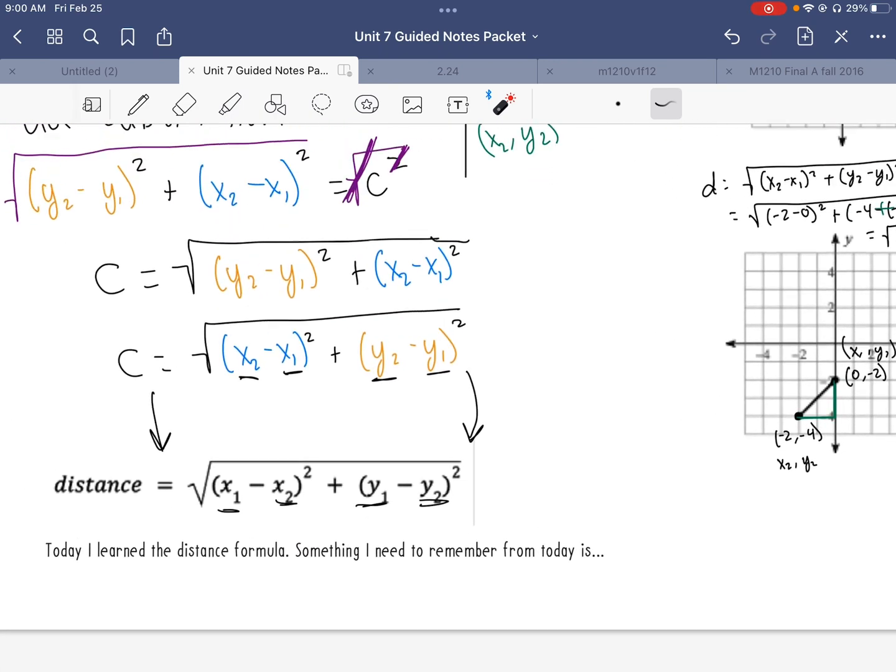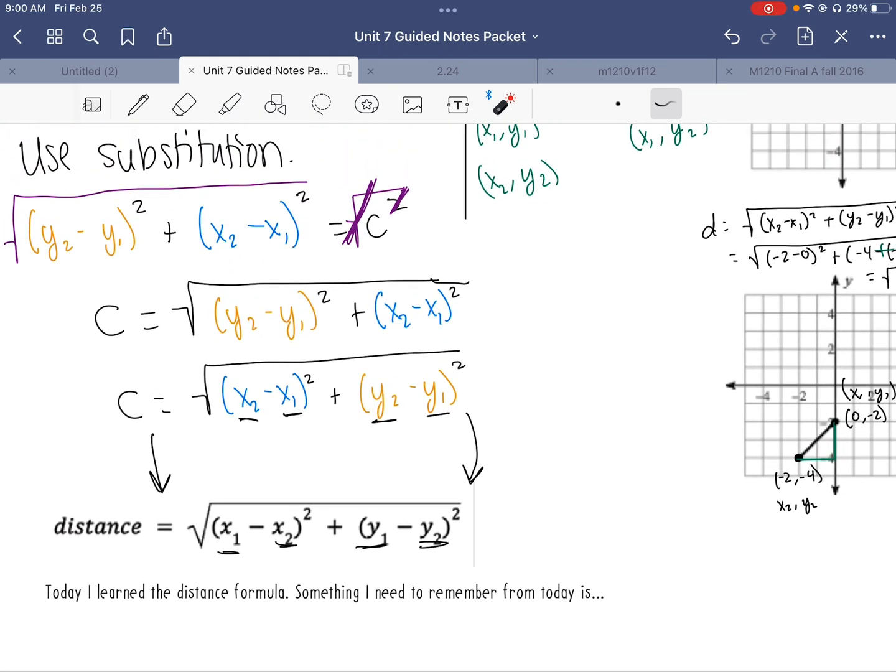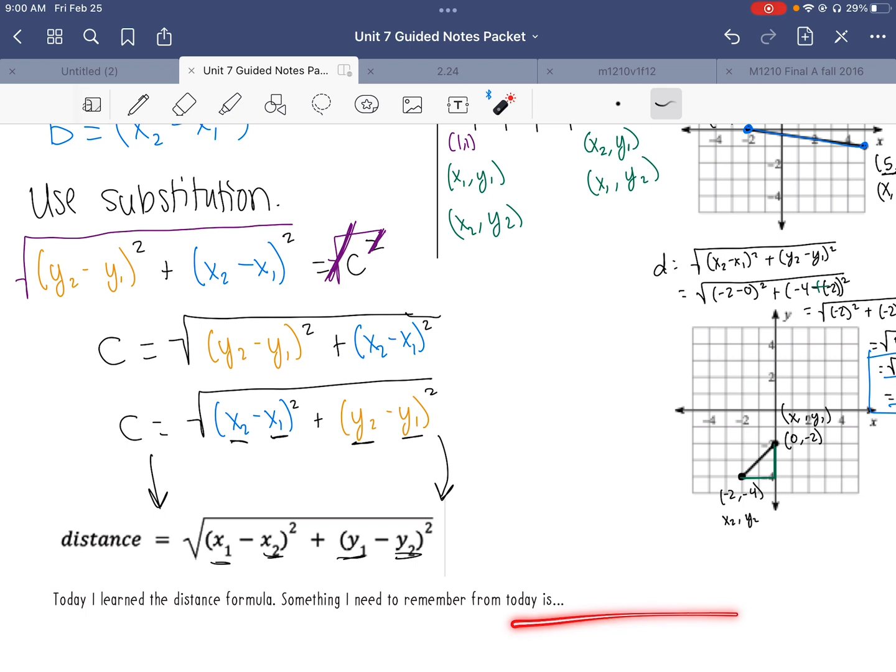So today I learned the distance formula. Something I need to remember from today is ... And you guys, I want you to fill that out. Let me know if you have any questions.